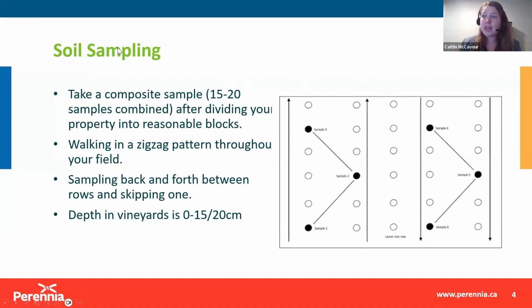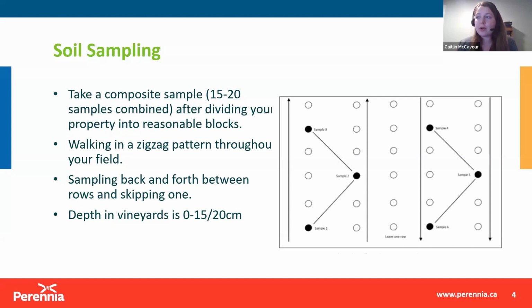So you want to make sure that you're getting a composite sample of whatever block or field that you're sampling at that time. You don't want to go out and take a sample in one single spot because that's not going to represent your entire field. One way to do that is just to do some zigzag patterns throughout your field, sampling back and forth. You can skip a row, but the main thing is to keep your sampling techniques consistent when you go sampling.